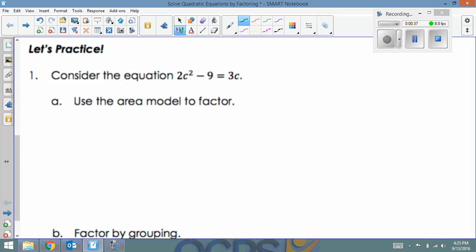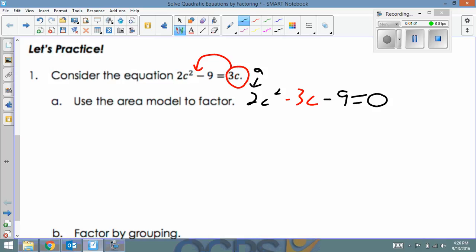Okay, we need to make sure that this 3c is going to go onto the other side. So we're going to have our 2c squared minus 3c minus 9. And now we're going to set it equal to 0. So we've got to make sure everything's in order. This 2 here, that's going to be your A coefficient. The negative 3 is your B coefficient. And the negative 9 here is your C coefficient. That's what I refer to when I'm saying A, B, and C.